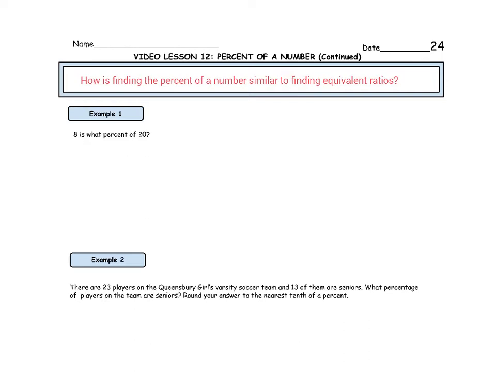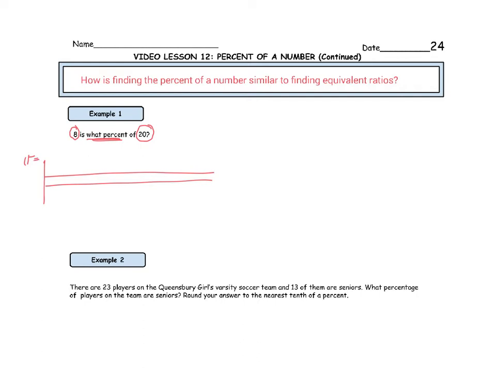Example number 1, 8 is what percent of 20? We need to find the percent. So it looks like 8 is the part, 20 is the whole. We need to find out what percent 8 is of 20. So let's go ahead and visualize it using a double number line first. Two quantities set equal to each other.